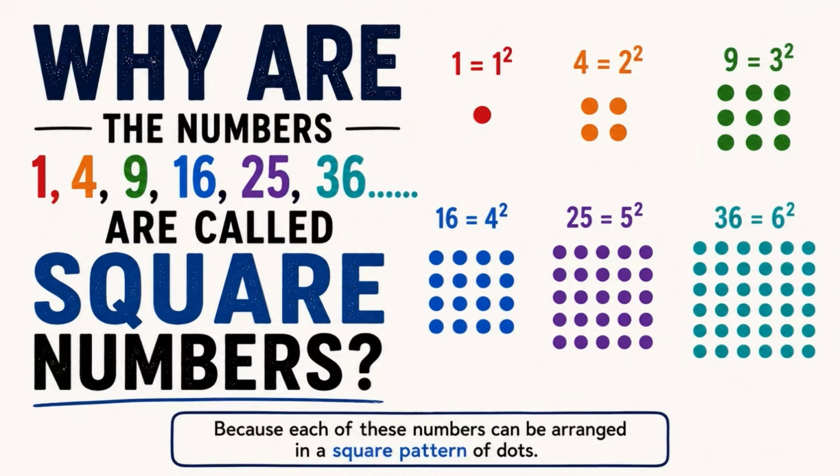From this, we can conclude that numbers like 1, 4, 9, 16, 25, 36, 49, 64, 81, 100 and so on can be used to represent the geometric shape of a square. That's why these are called square numbers. And the square numbers are also called perfect squares. Or in other words, we can say these numbers can be arranged in a square pattern of dots. That's why these are called square numbers.